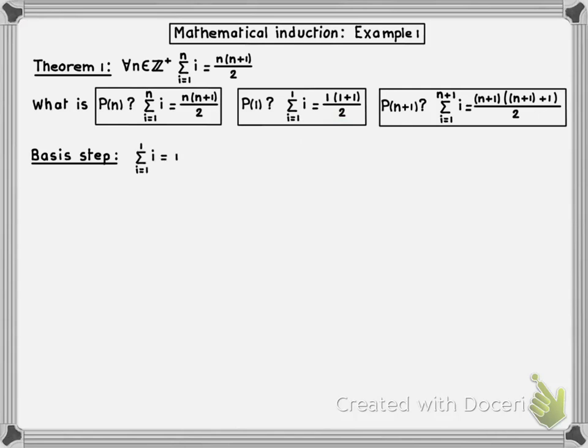So what is the sum for i equals 1 to 1 of i? Well, that's just 1. What is 1 times 1 plus 1 over 2? Well, that's 1 times 2 over 2, which is also equal to 1. So we just proved that this quantity here is equal to that one, and therefore we completed our proof for the basis step, namely that P of 1 is true.